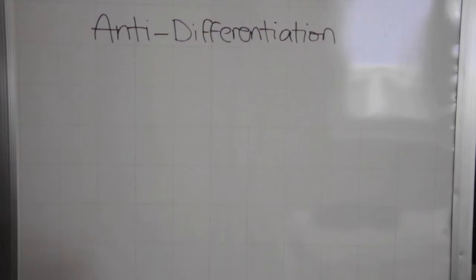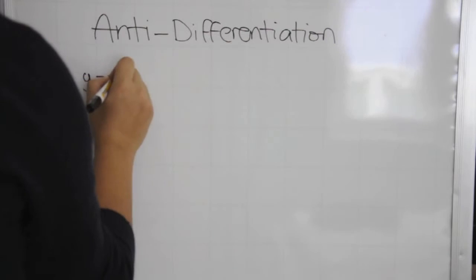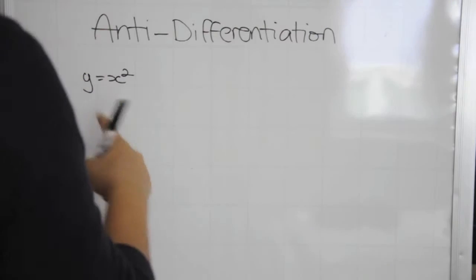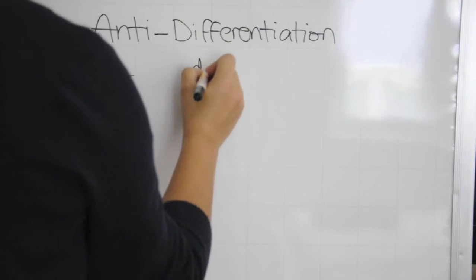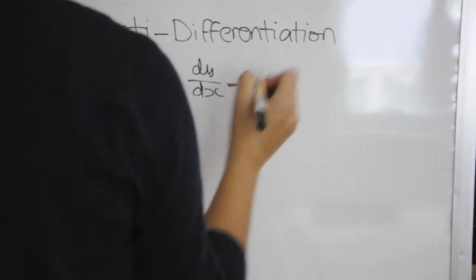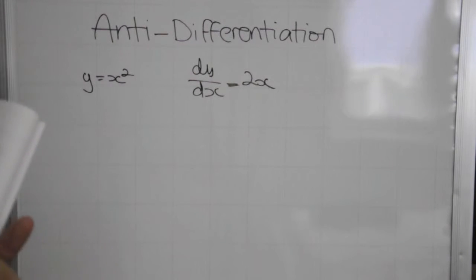Integration can also be called anti-differentiation. Let's say we have x squared for y. We know that when we differentiate this, it will give us 2x. Integration is the inverse process of differentiation.